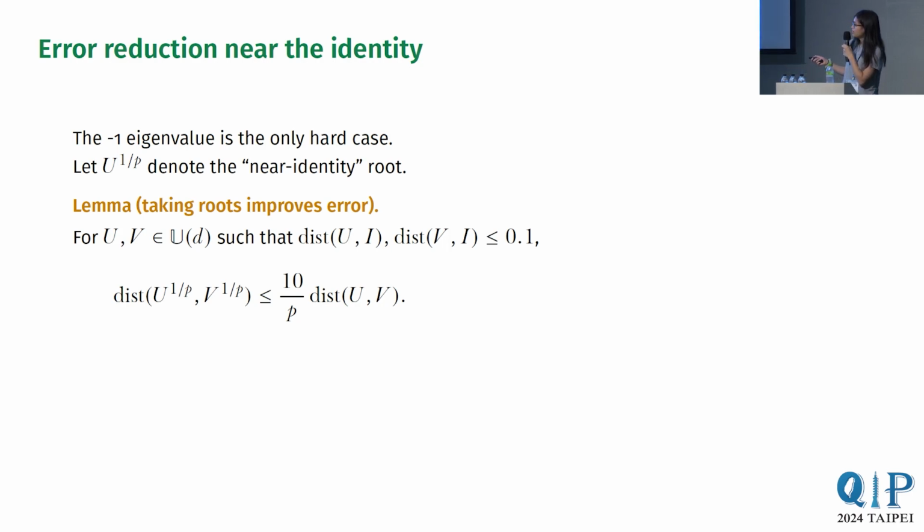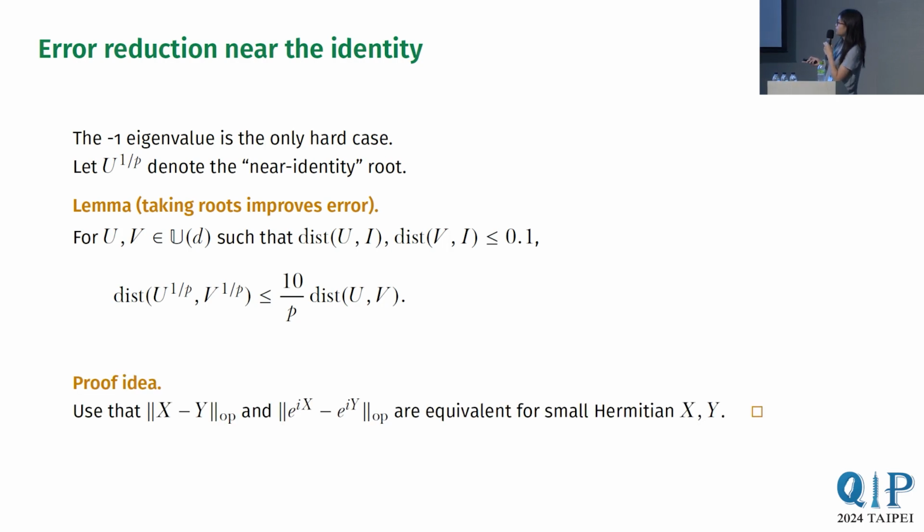So what's happening is that if I know that I'm close to the identity, then if I have two unitaries and I take their roots, the roots are getting closer and closer together. And this is the condition that you need in order for the warm-up to work. Okay, so this uses some arguments in Lie algebras.